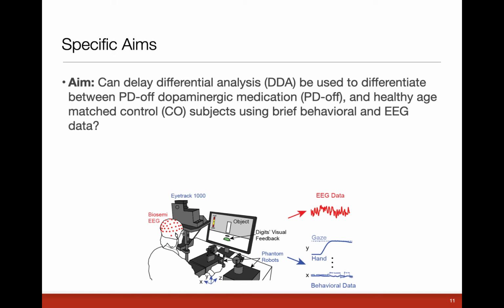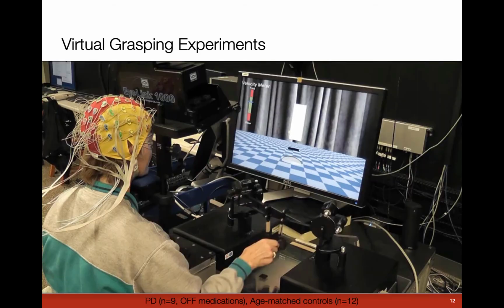Can delayed differential analysis be used to differentiate between PD off dopaminergic medication, or PD off, and healthy age-matched control subjects using brief behavioral and EEG data?